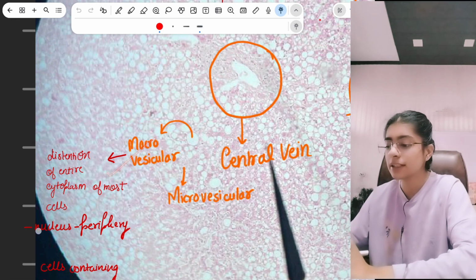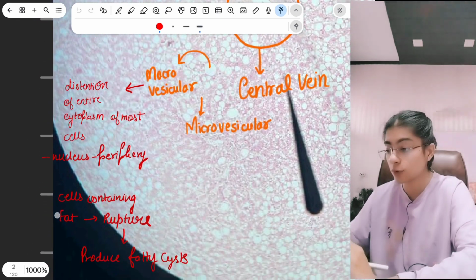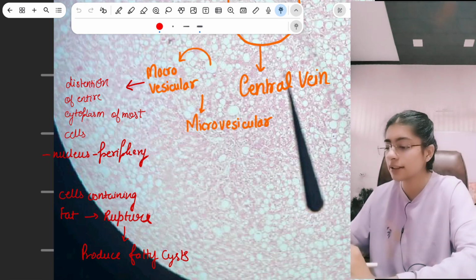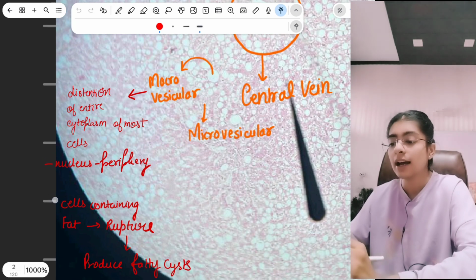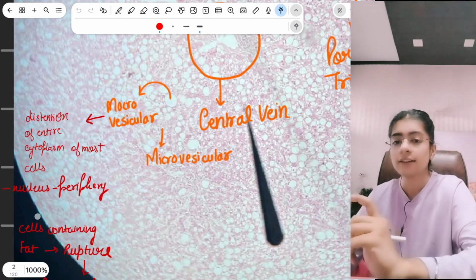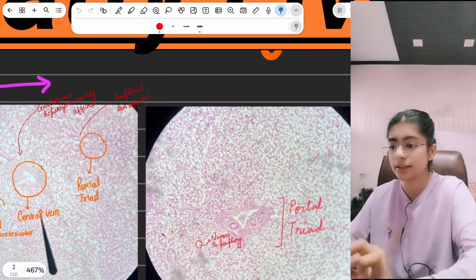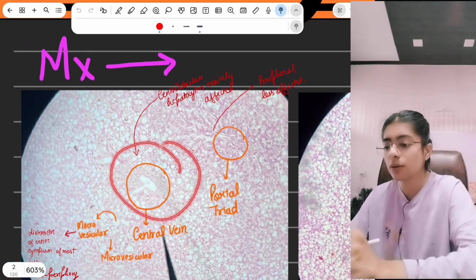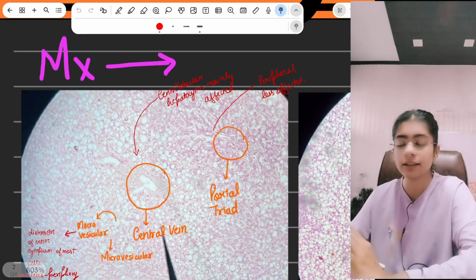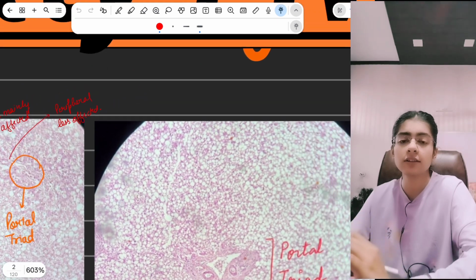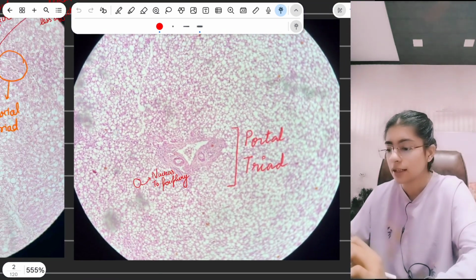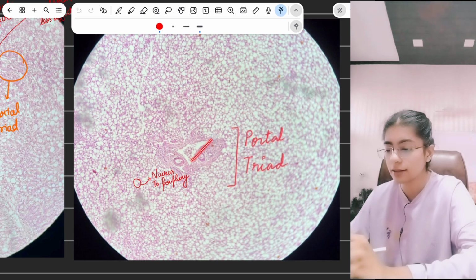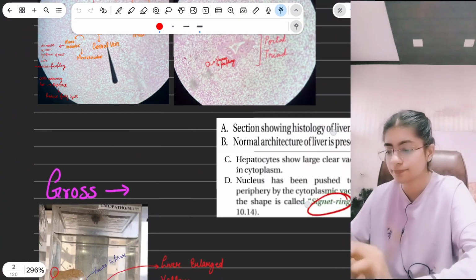So there is distension of the entire cytoplasm of most of the cells, with the nucleus pushed to the periphery, and after that the cells containing fat rupture and then produce the fatty cyst. Fatty cyst may or may not be visible in the slide. Now we can also see the centrilobular hepatocytes are mainly affected here, and the peripheral ones are less affected. Here you can see the portal triad more clearly, 1, 2 and the third one, right?